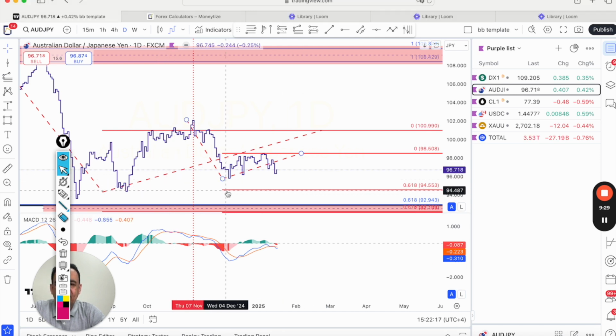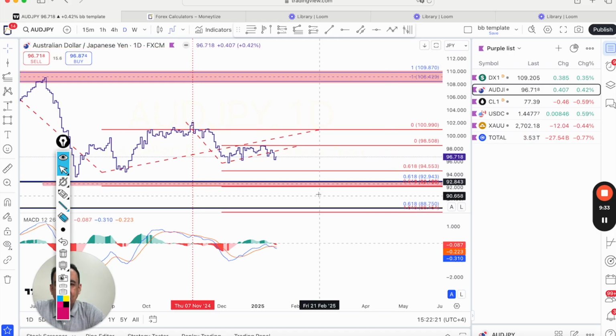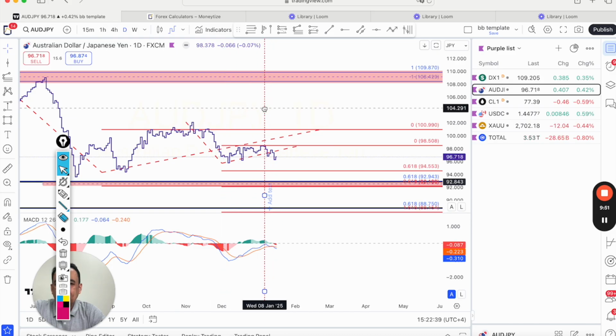So the first extension level is 94.55, but the magnetic level is around 92.08 or 92.10. So currently we are at 96.71. So the target could be 92.10. It's time to move to the next lower time frame, and we can also move the vertical line.